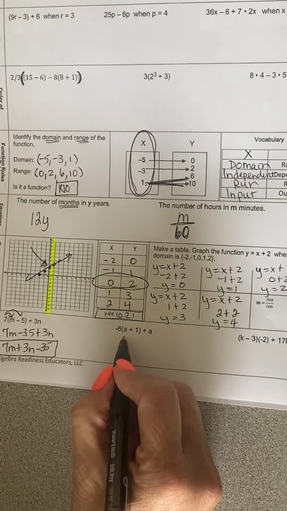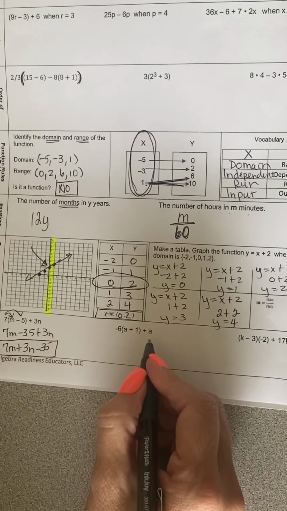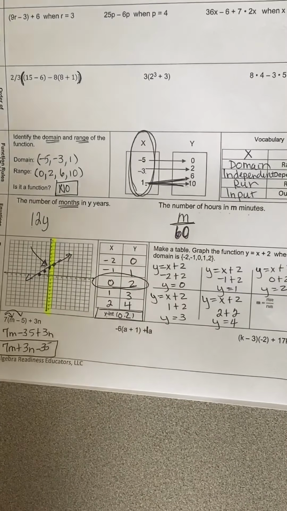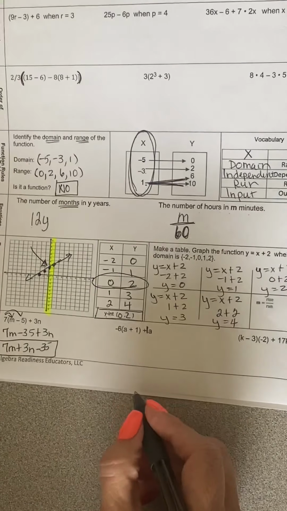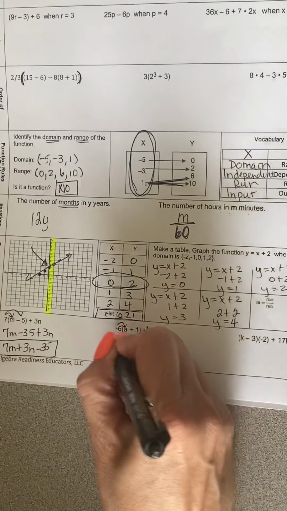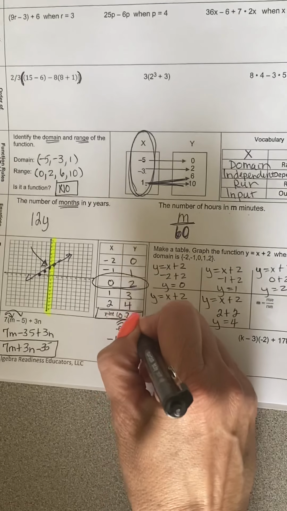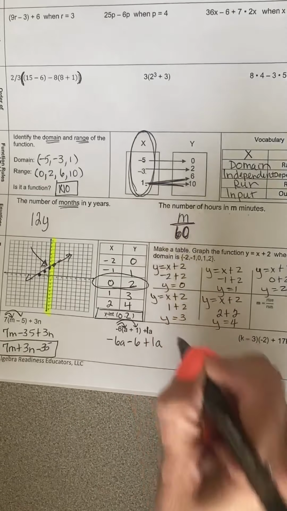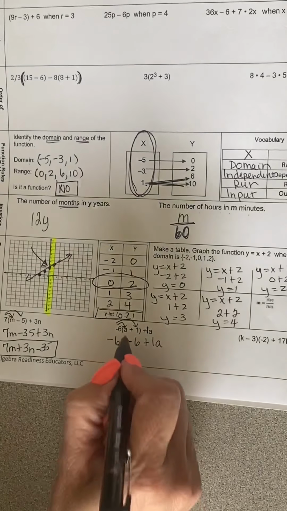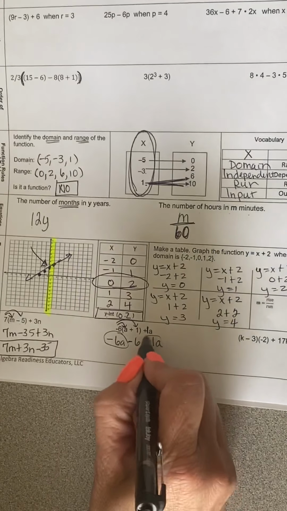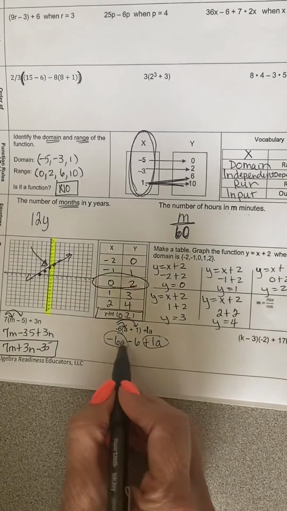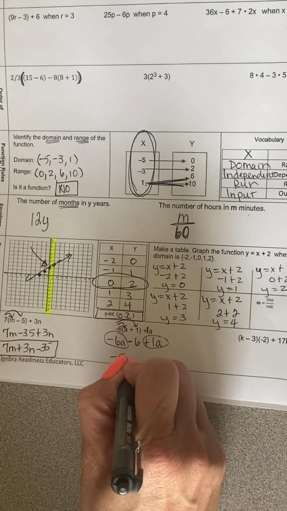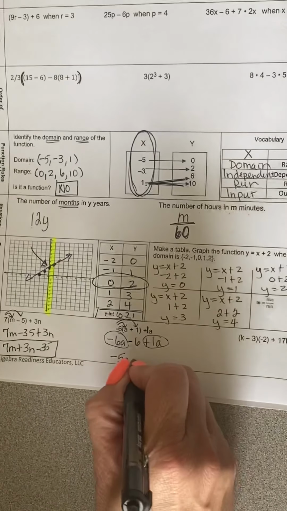I have negative 6 times a plus 1 plus a. I always write an imaginary 1 right here. It just kind of keeps my brain straight when I'm thinking about the value of stuff. So negative 6 times a is negative 6a. Negative 6 times positive 1 is negative 6. I'm going to bring down plus 1a. I know I have like terms because negative 6a plus 1a, those are like terms. They both have a's. But negative 6 plus 1 is negative 5a's. Bring down your negative 6.